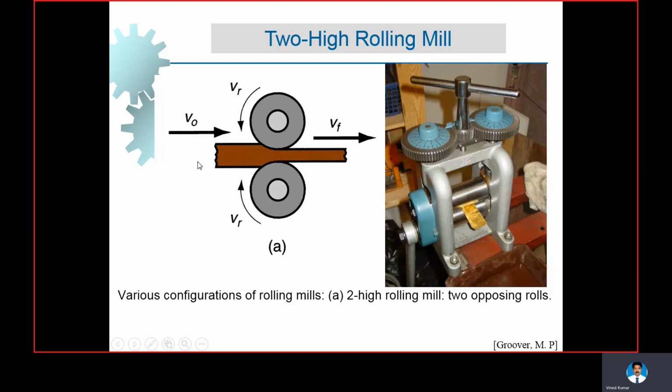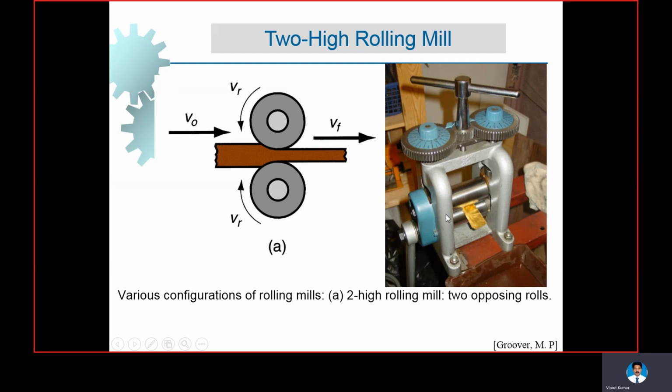The workpiece is fed between two rolls. They rotate in opposite direction. The material will get squeezed or compressed, and the thickness of the material reduces. So the material is shaped into the required specification or shape by squeezing or compressing between the rolls.